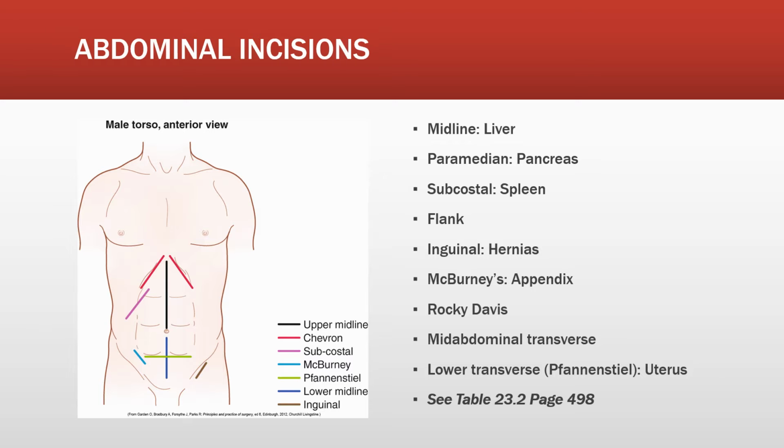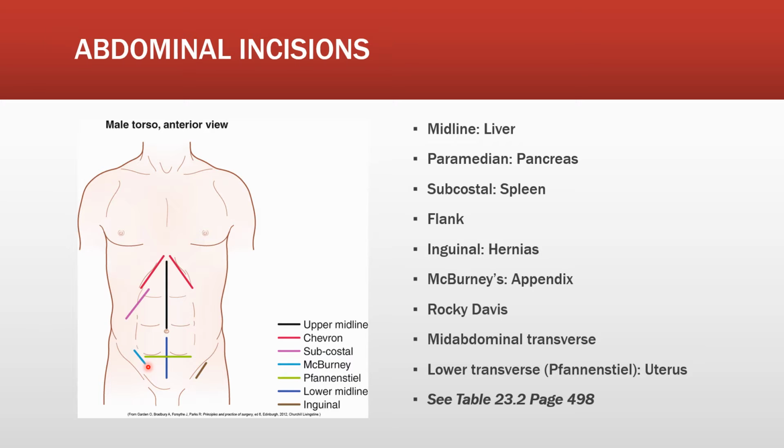Okay, so we have our midline incision, which is what we're going to most often use to access the liver. We have the paramedian incision, which we will often use to access the pancreas. Our subcostals are what we might use if we're looking for the spleen. We have our inguinal, which is going to be down here, that we will use for our hernia repairs and sometimes some vascular procedures. McBurney's is the one that we use quite often. That's on our right lower quadrant here, and that's what we will use for an appendectomy.